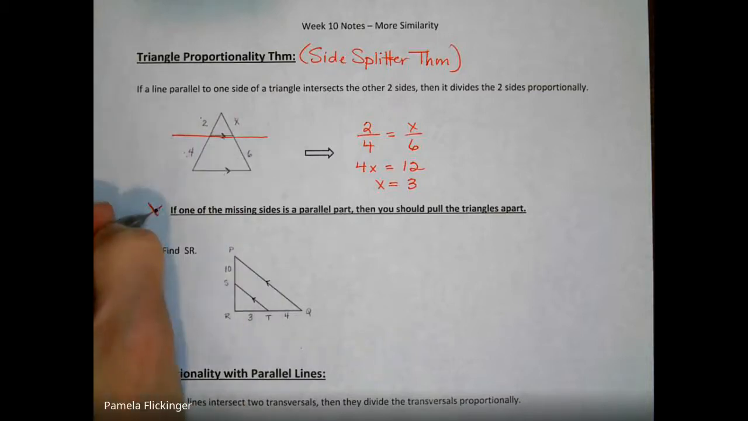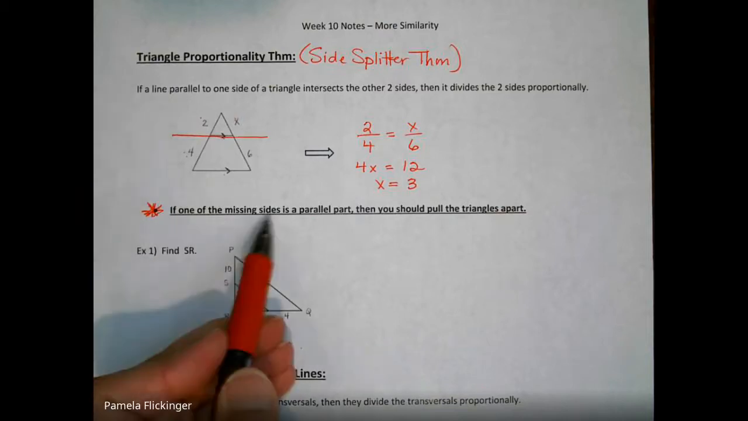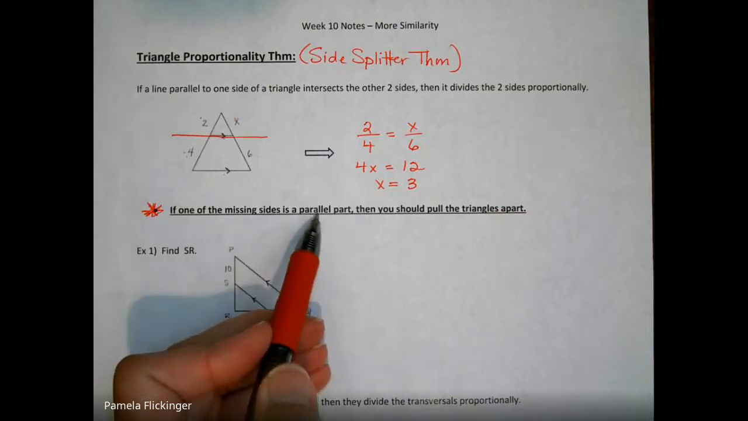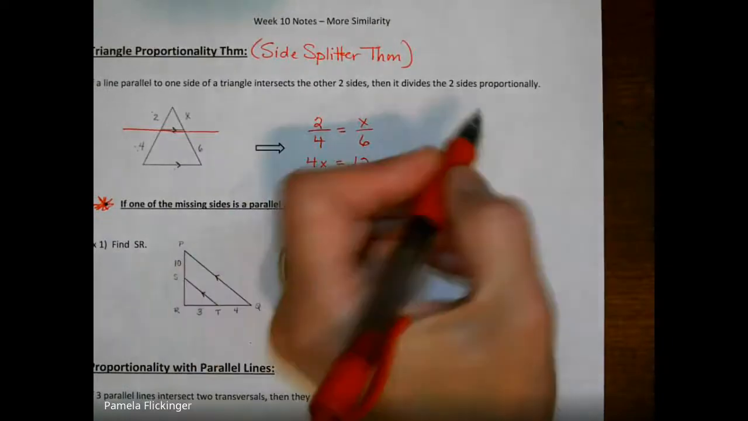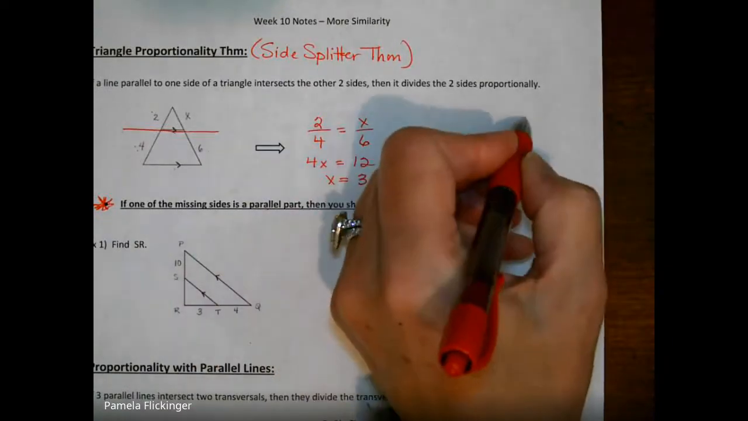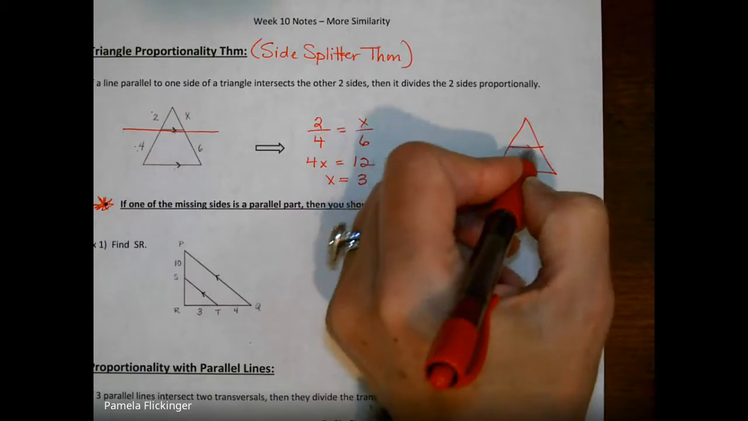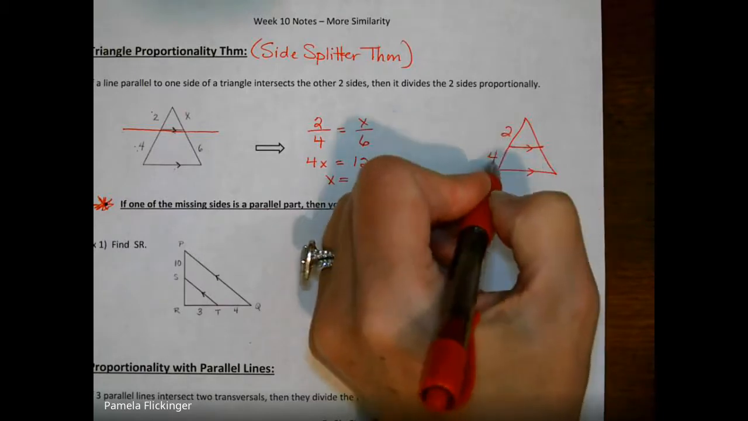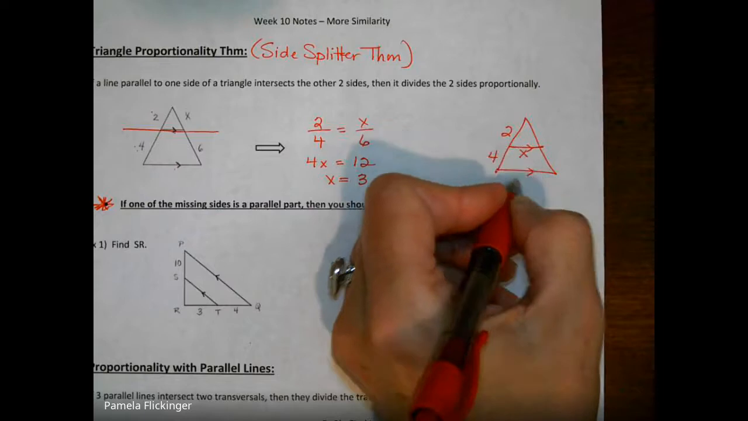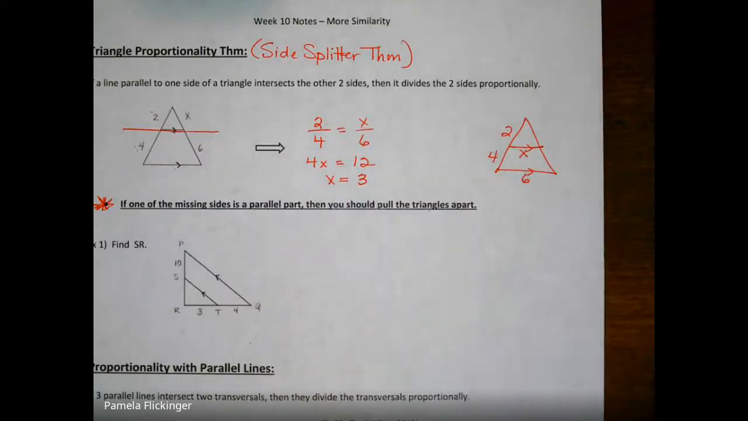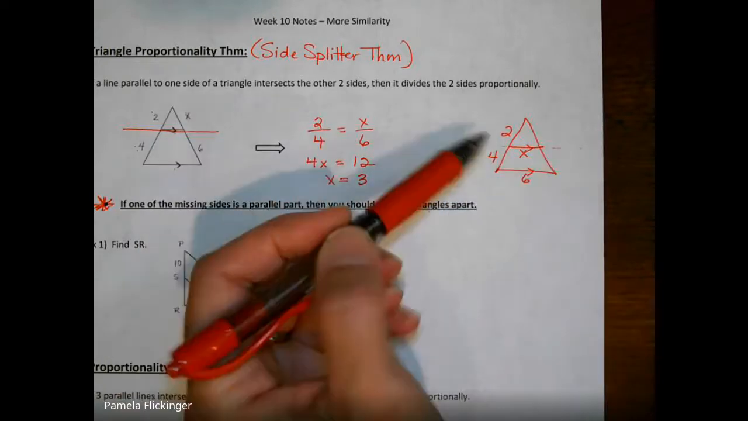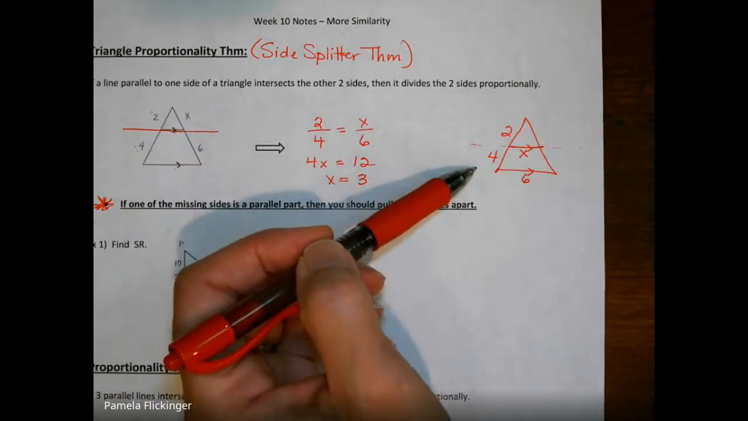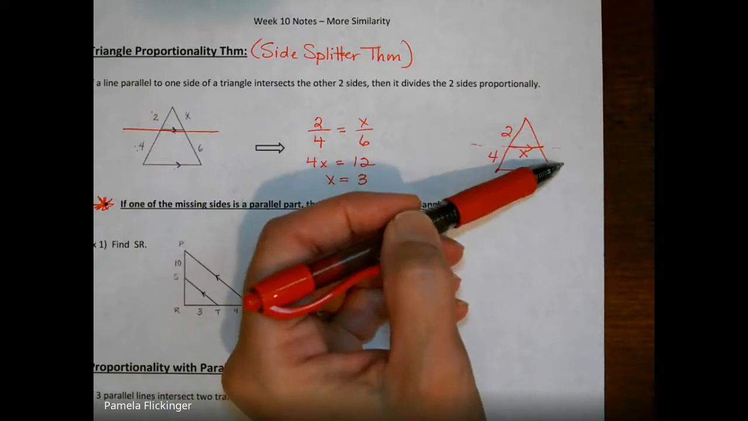Now, this is important because if one of the missing sides is actually one of the parallels, then you're going to need to pull the triangles apart. And what I mean by that is, I'm going to redraw this picture. Still keep the 2 and the 4, but I'm going to move the x and the 6 there. So notice if you try to extend, I can't use the triangle proportionality theorem because I don't have a fraction over here on the right.